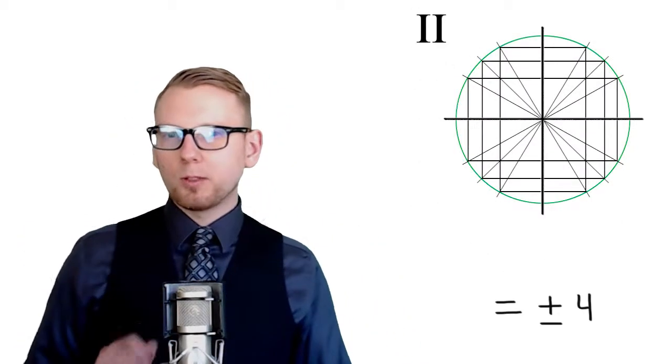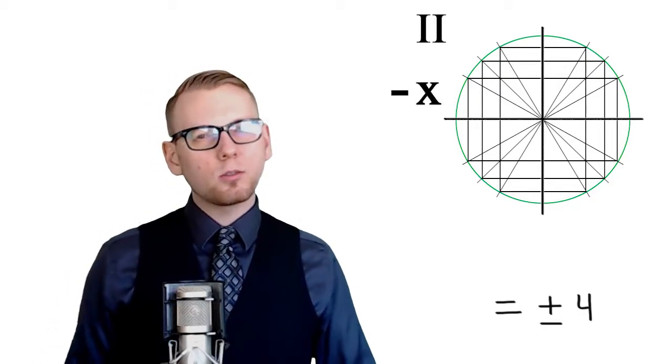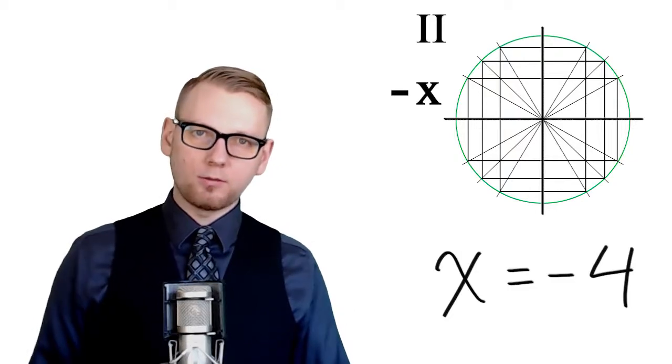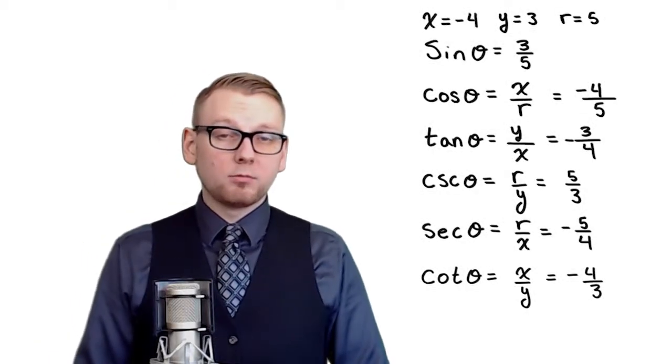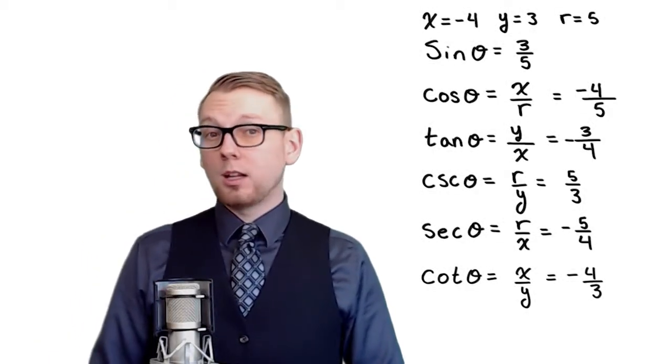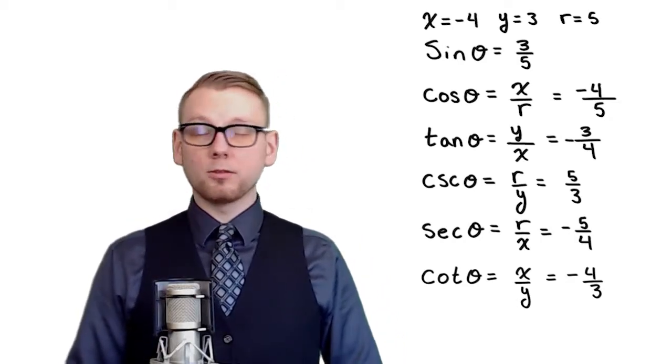We have two values, so now we have to find out which one we use. Because the quadrant is quadrant 2, x should be negative. So we're going to use the negative 4 value. Now we can fill out the rest of our values. Sine theta is 3 over 5. Cosine theta will be negative 4 over 5. And tan theta will be negative 3 over 4.